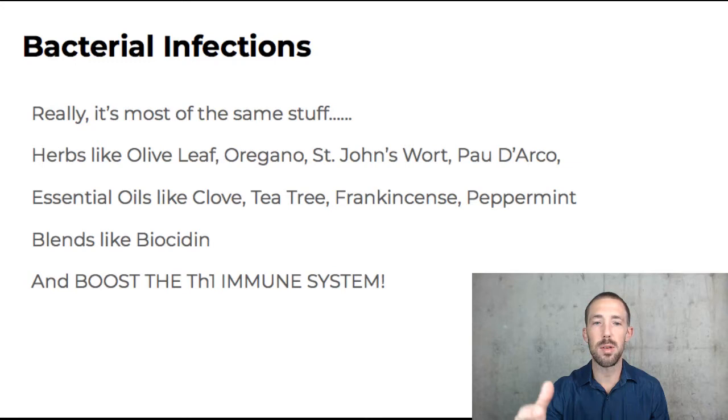Here's the bacterial stuff. But once again, it's a lot of the same stuff. It's a lot of these herbs like olive leaf, oregano, St. John's wort, pau d'arco bark. You know, throw in like any essential oil and it probably is pretty good for bacterial infections. Essential oils like clove, tea tree, frankincense, peppermint, and blends like biocidin and boosting the TH1 immune system. But, so, that is everything in a nutshell.